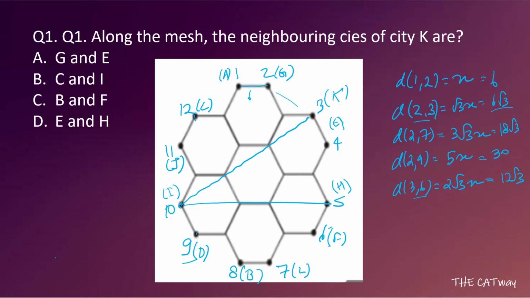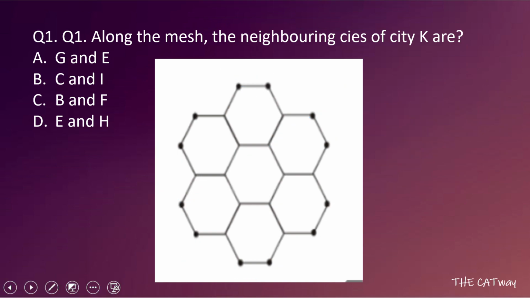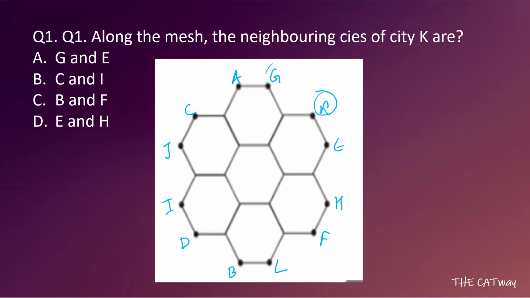Okay, so let's write the final arrangement again. We have A here, G here, K here, E here, H here, then F, L, B, D, I, J, and C. All the conditions have been satisfied. Now let's come to the question. Along the mesh, the neighboring cities of K are, so K is here, so the neighboring cities are G and E. So our answer will be option A.